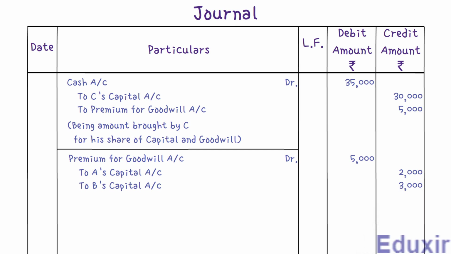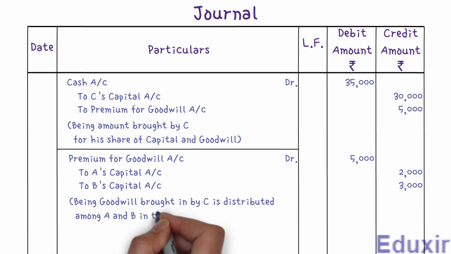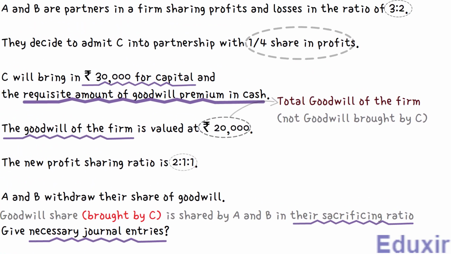Let us then write the description or narration of this transaction as being goodwill brought in by C is distributed among A and B in their sacrificing ratio. Let us then draw a line to mark the completion of journalizing of this transaction. With that, we have completed the journalizing of this transaction. Let us now consider the next step in the problem.